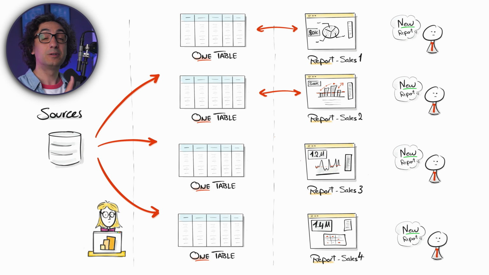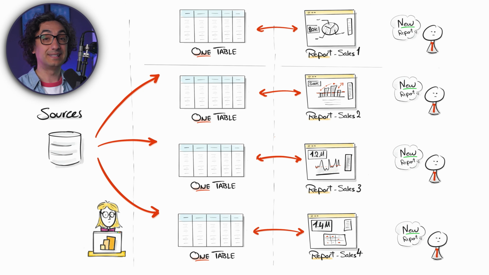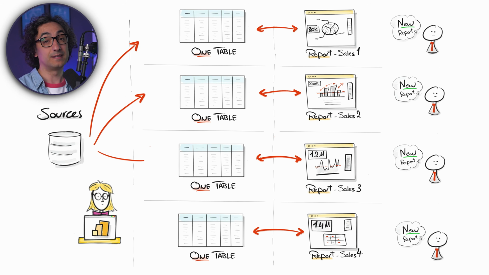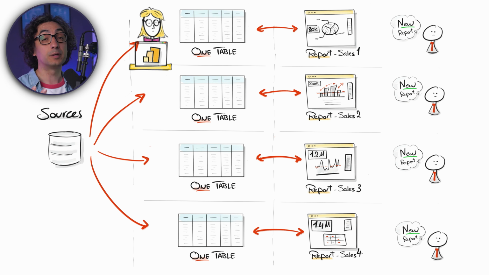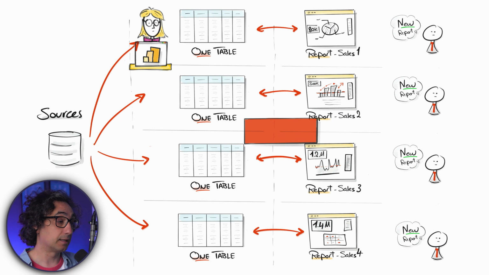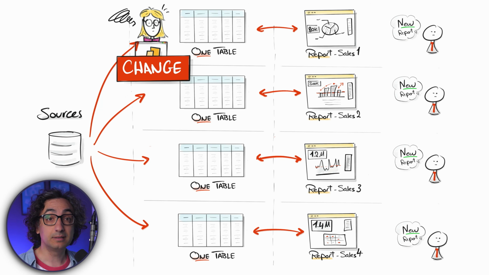And my friends, if your project starts looking like this, one table, one report, then I can tell you this is going to be the beginning of the end of your project. Now let me tell you why. For you, the one building the project, this is going to be a nightmare to maintain. Let's say that you found an issue in the transformations, or you want to change something because you got a new requirement. Now what's going to happen?